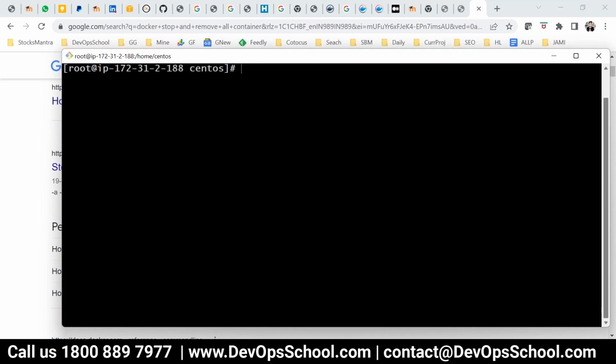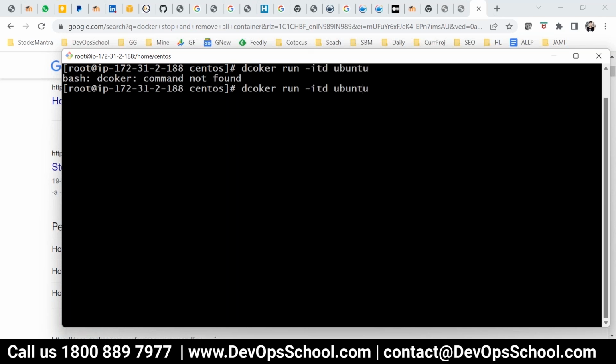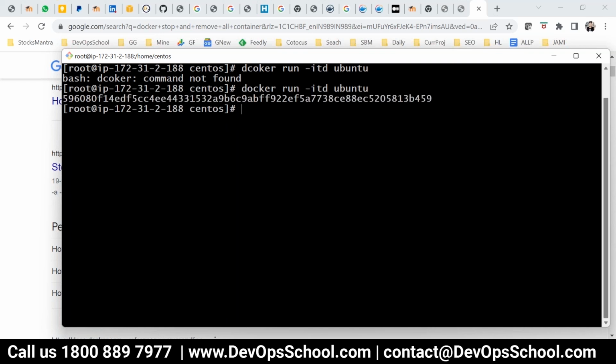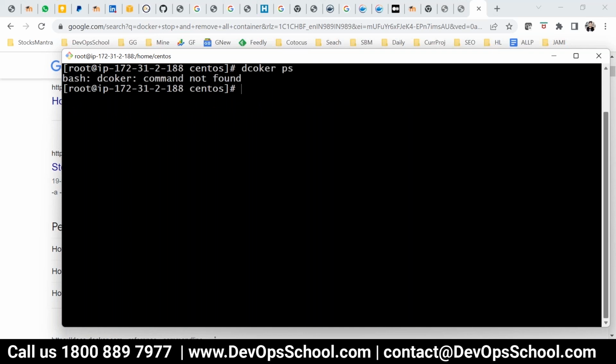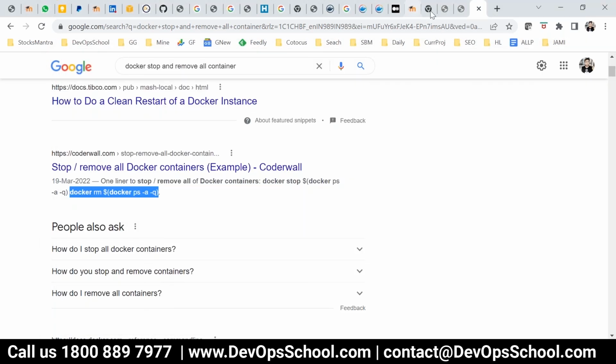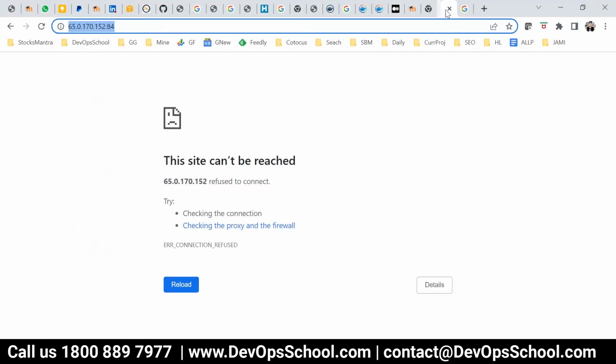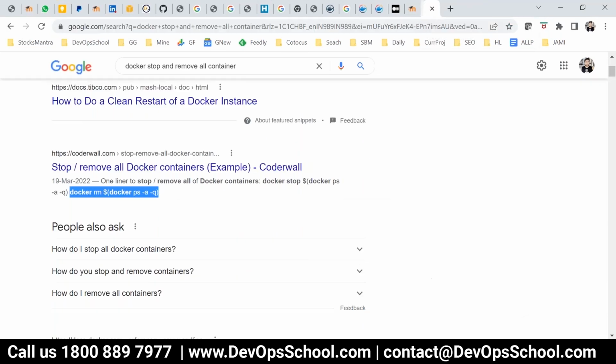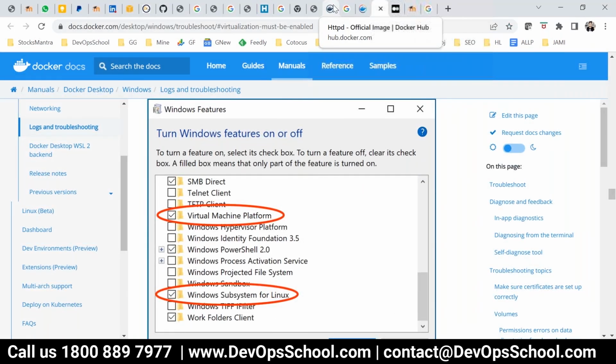Done. Now, guys, I'm going to create one container. Docker run -it Ubuntu. Spelling mistake. See, there's only one container I'm having. Okay, Docker ps. This container. Okay. Now I'm going to run the rapid fire. So look at my screen, guys. Very important session.